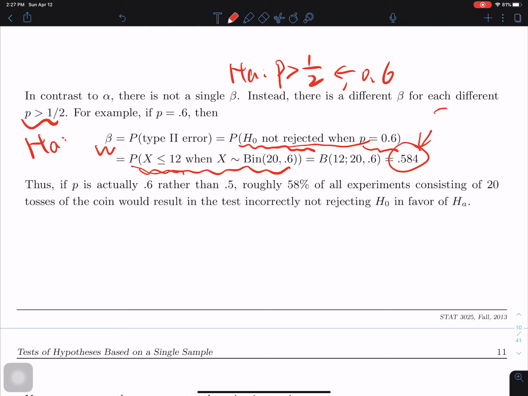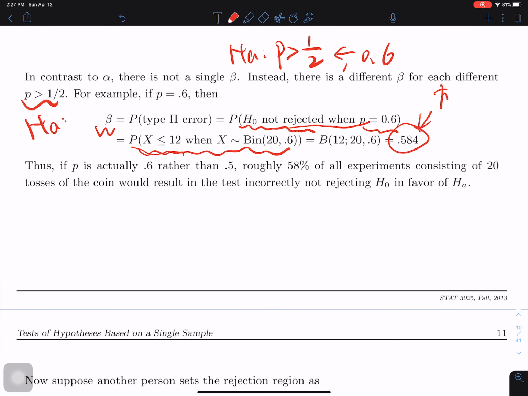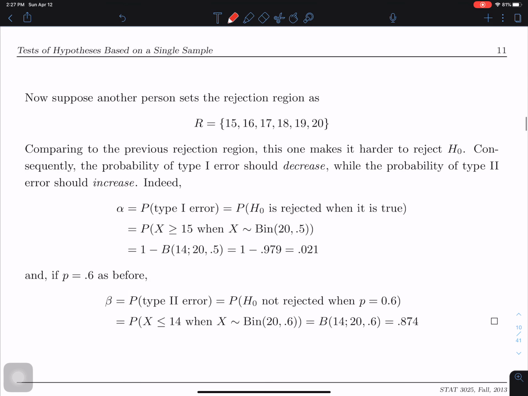Even though my alternative is true, I still have over 50% probability to accept my H0 instead of rejecting H0. So this type 2 error is pretty high. So in the above example, we formulated how to calculate a type 1 error and type 2 error based on a specific rejection region.